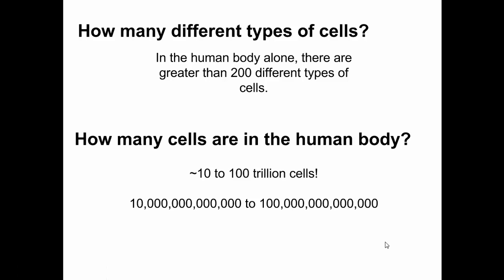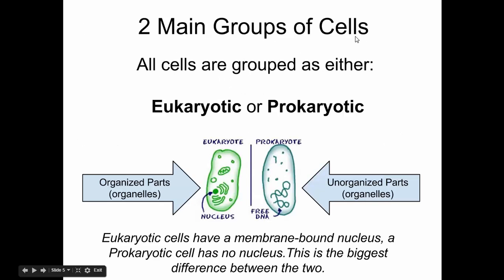So how many different types of cells are there? Well, in the human body alone, there are more than 200 different types of cells. So just totally different types. And then in the human body, there are approximately 10 to 100 trillion cells. So anywhere from 10 trillion to 100 trillion cells in the human body. And that's just in one person. So think about how many people there are on the planet and how many cells there are. And in each person, there are more than 200 different types of cells.